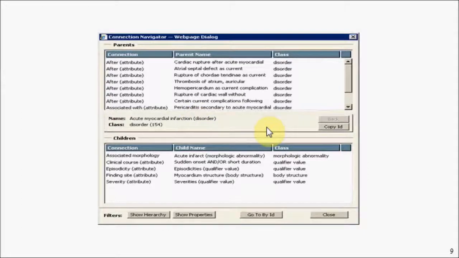Here's a closer look at one of the vocabulary terms, or nodes, in SNOMED. We're looking at the acute myocardial infarction node here. And above it we see the parents associated with this node, and below it we see the children. And notice the different connection types associated with the various parents and children.